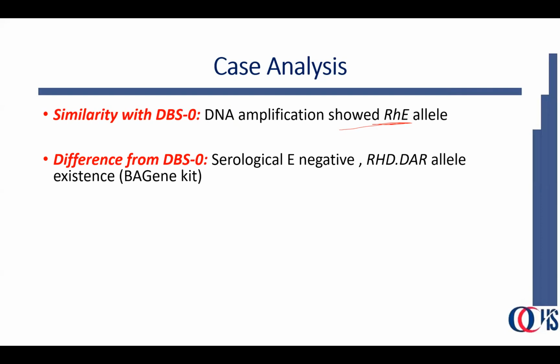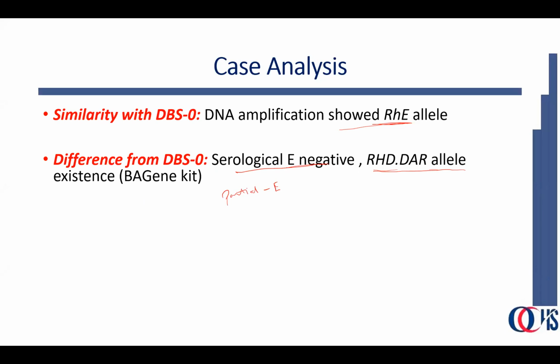What is the difference here? We found serological big E negative, okay? And because we haven't seen exon 8 amplification, if you remember my previous slide, this is more probably associated with a DAR allele as well, okay? So there are two mutations over here, so that is with the bead chip kit. But of course, in DBS0, according to the literature, we are supposed to see partial big E. So our case is quite different here.